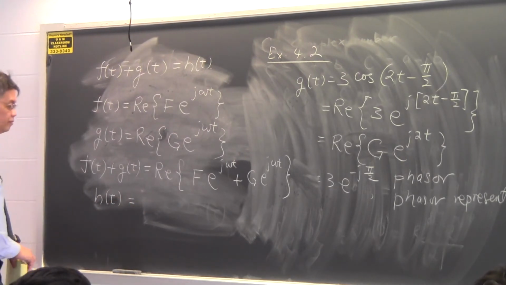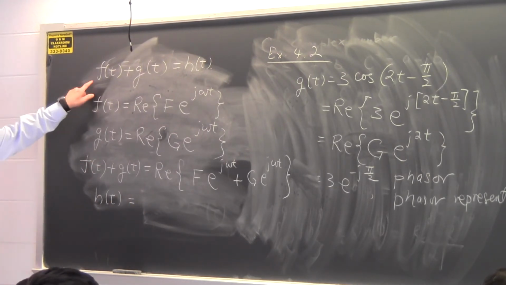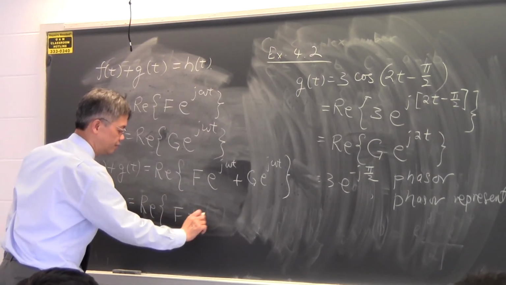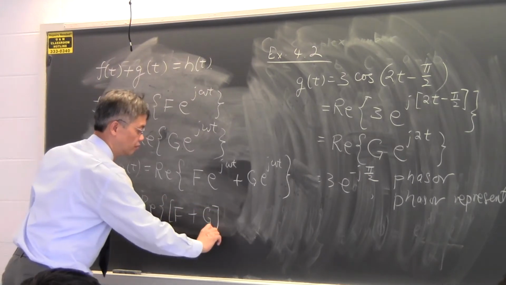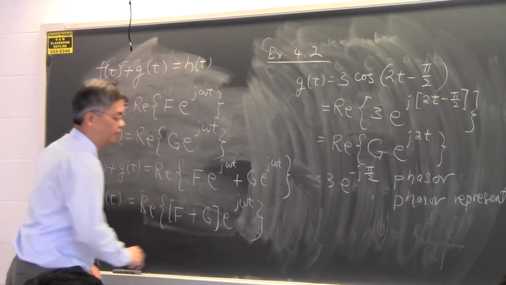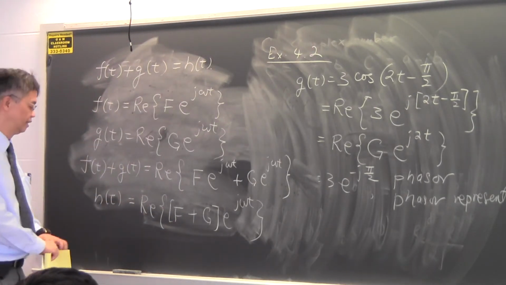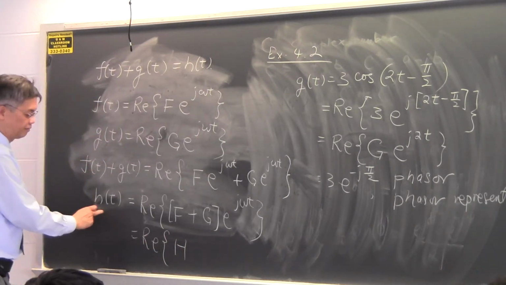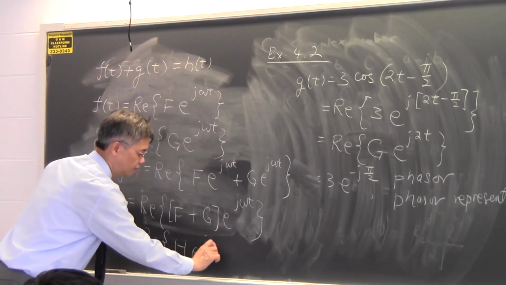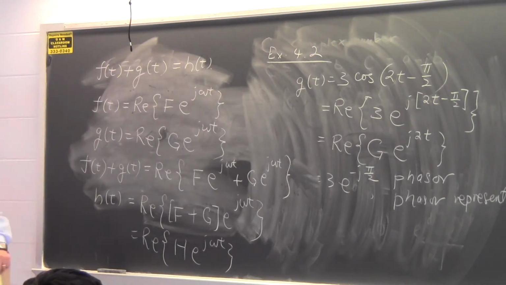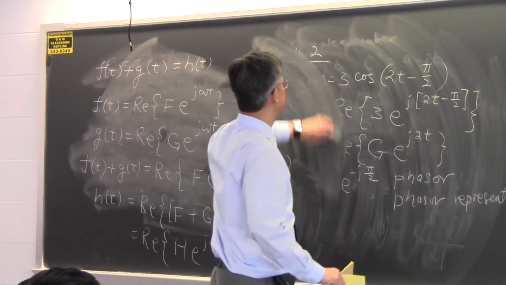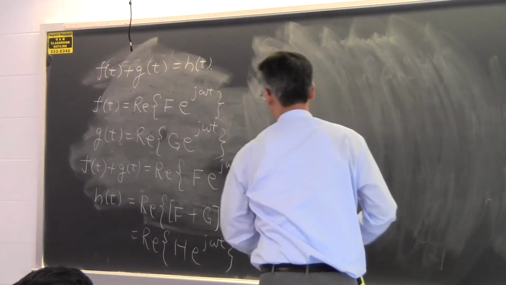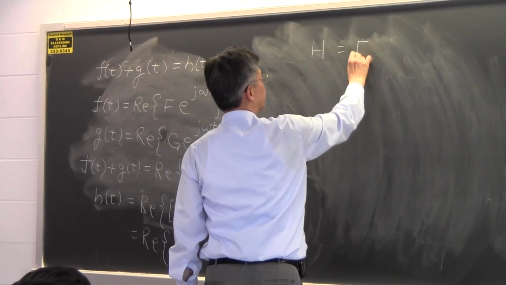So what this says is that the phasor form for h, which is the sum of this cosinusoidal function, is just f plus g times e to the j omega t. I can factor out the e to the j omega t and say that the phasor form of h, which is capital H, is just the sum of the two phasor forms. This is the principle of linear superposition. So H is equal to F plus G.